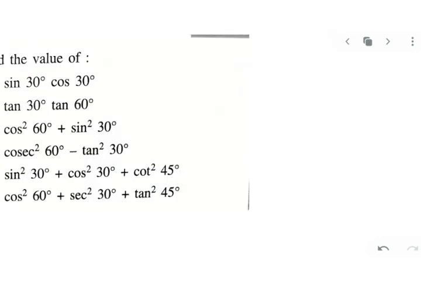So for the time being, learn by heart your table of trigonometrical ratios of standard angles. You can keep the table in front of you and use it. You have the first question: find the value of sine 30 cos 30. In between, nothing means multiplication. So I am writing sine 30 degree into cos 30 degree.